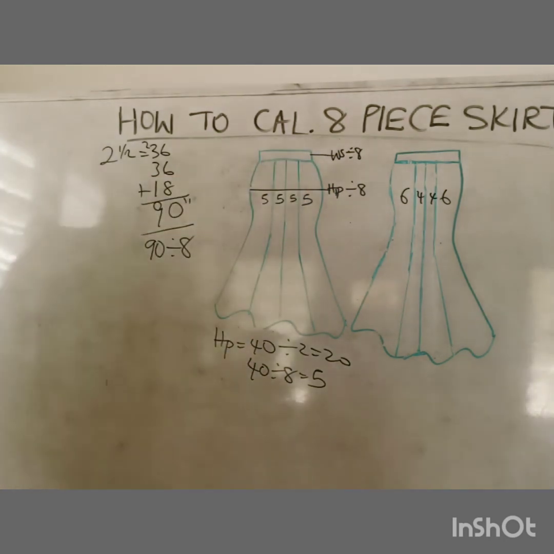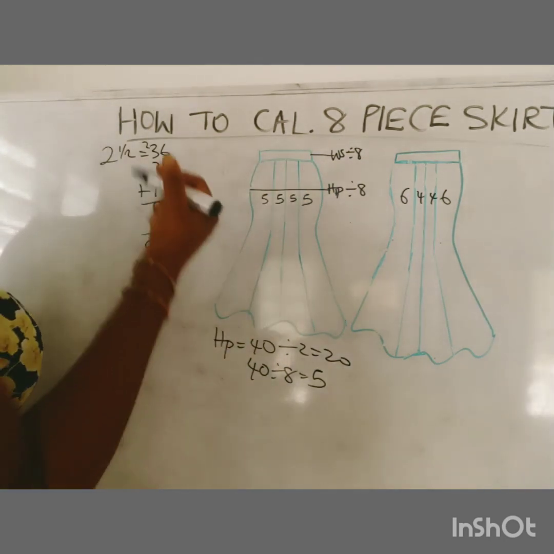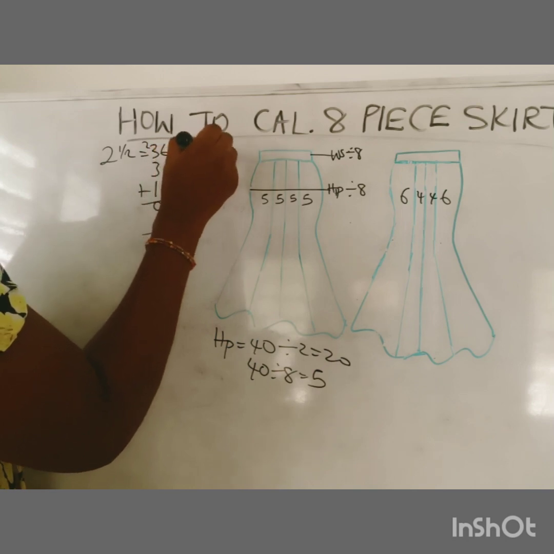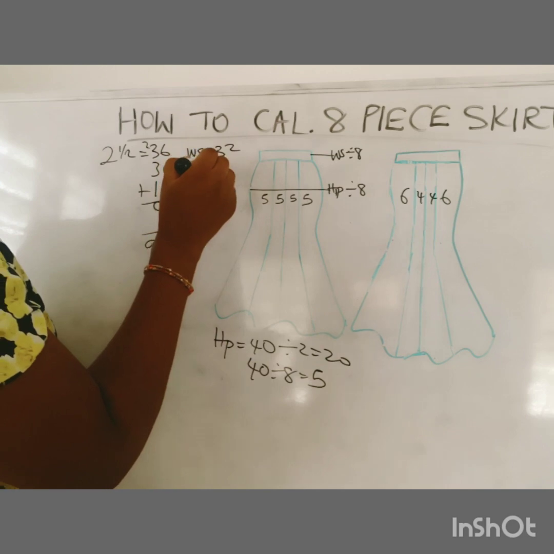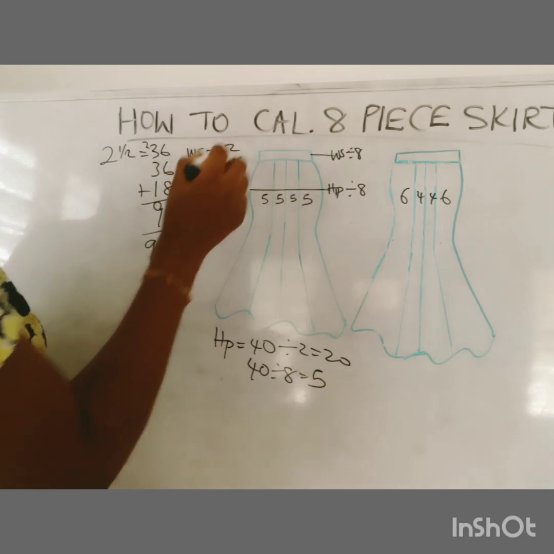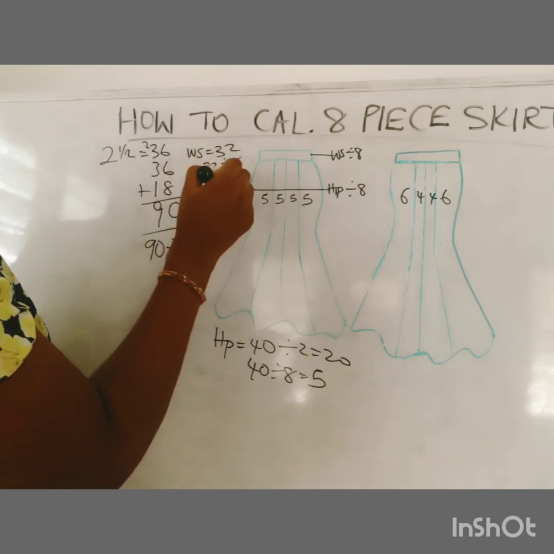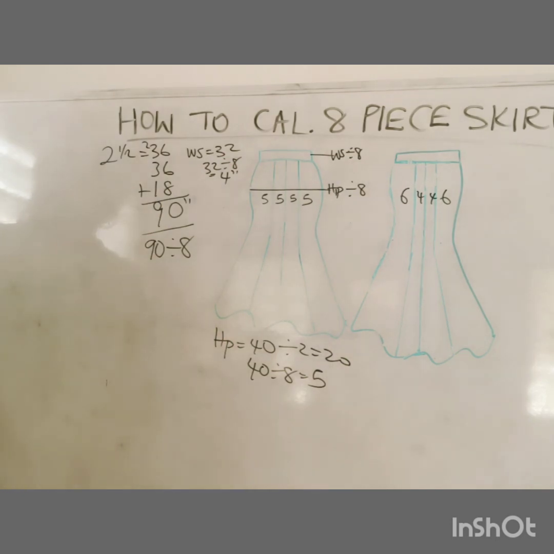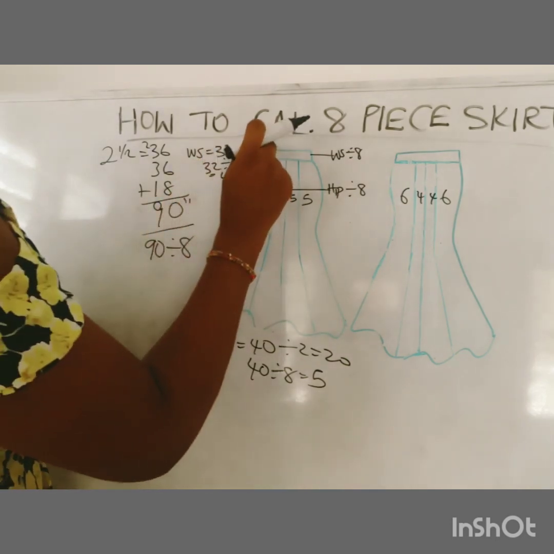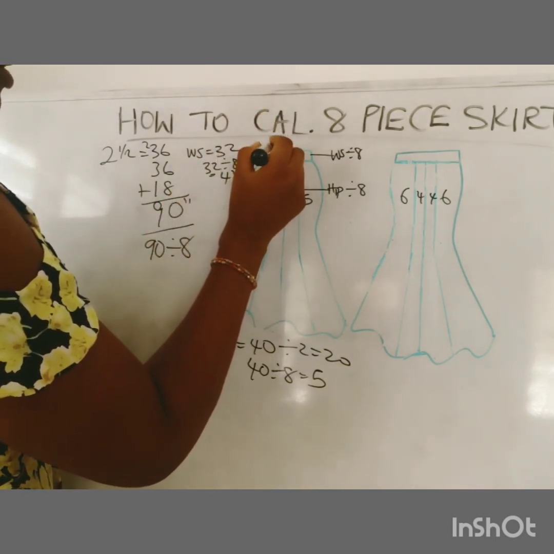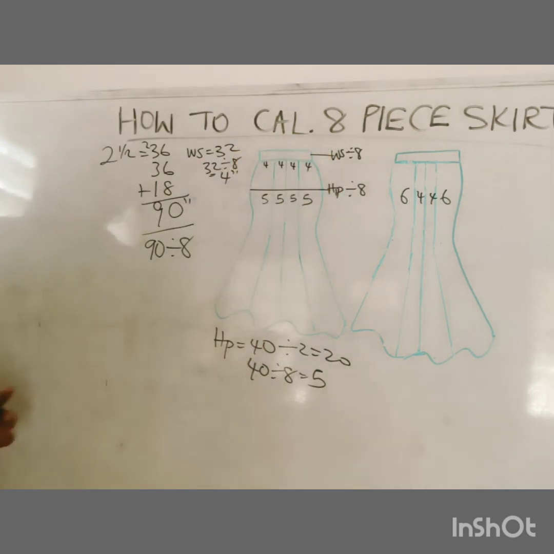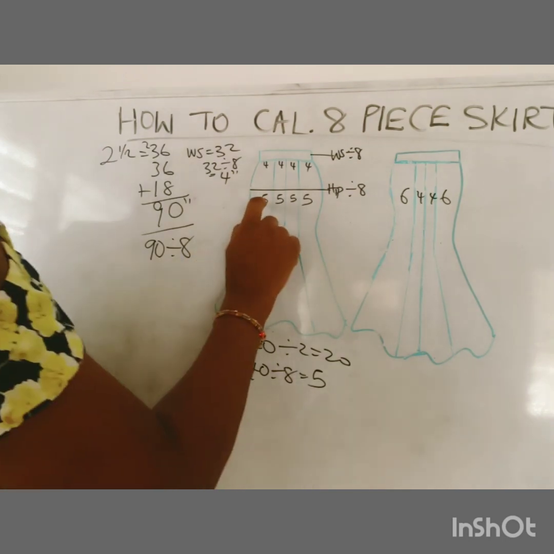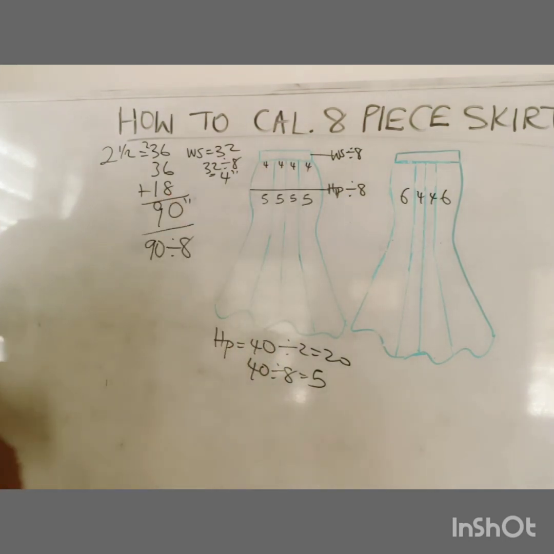So assuming in this case the waist is, let's say 32. In that case, you divide 32 by 8, and that will give you 4 inches. That means for the waist area, you are going to have 4, 4, 4, 4, while the hip you have 5, 5, 5, 5.